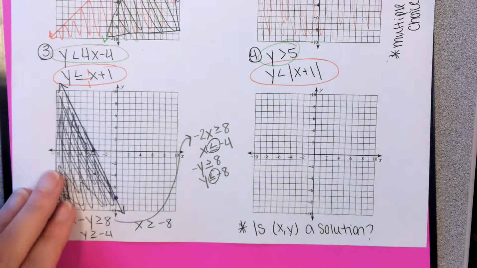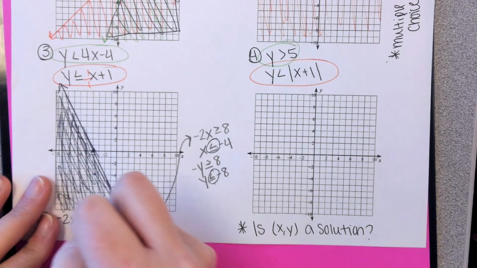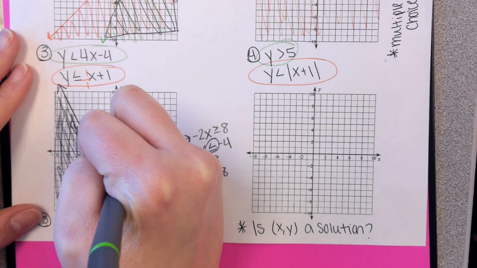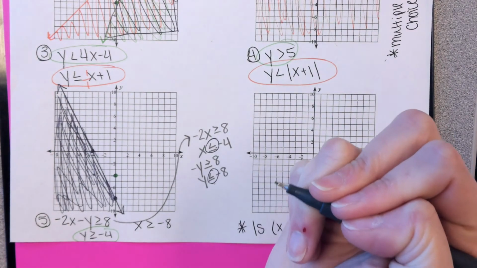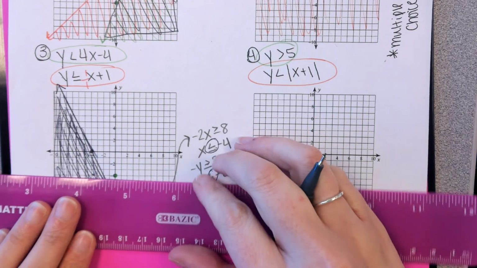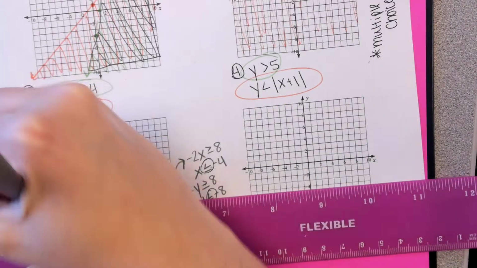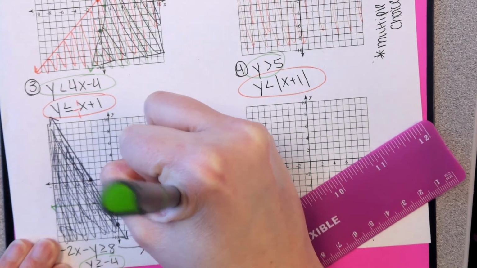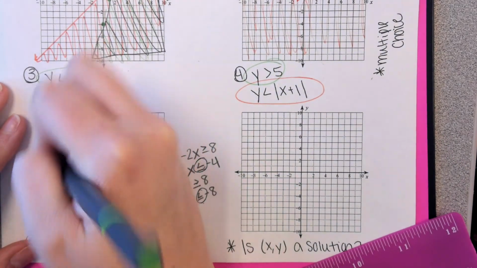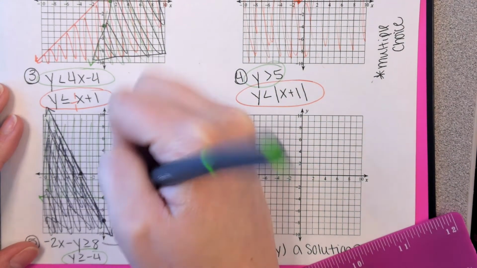All right, so my next one, I'm going to do y is greater than or equal to -4. So I'm going to come down here at -4. Again, that's a horizontal line. It is equal to, so that means it's going to be solid. And I'm shading above. So everything above that green line.